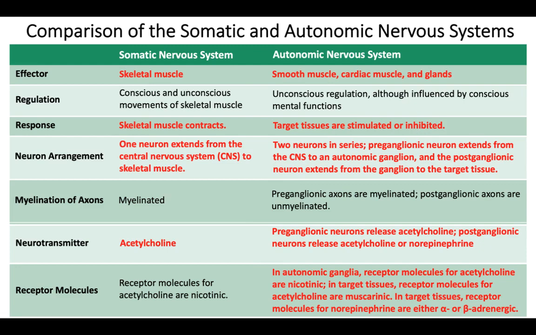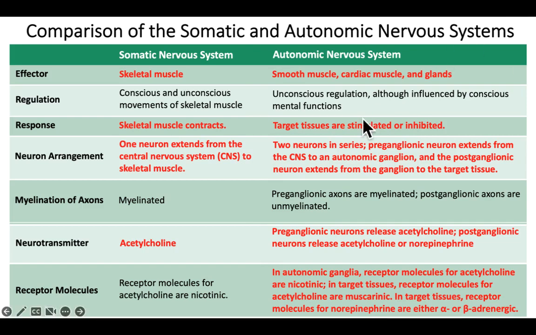So for example, if we're looking at the stomach, it's going to be stimulated by the parasympathetic nervous system, but it's going to be inhibited by sympathetic. So we have to look at each organ individually.